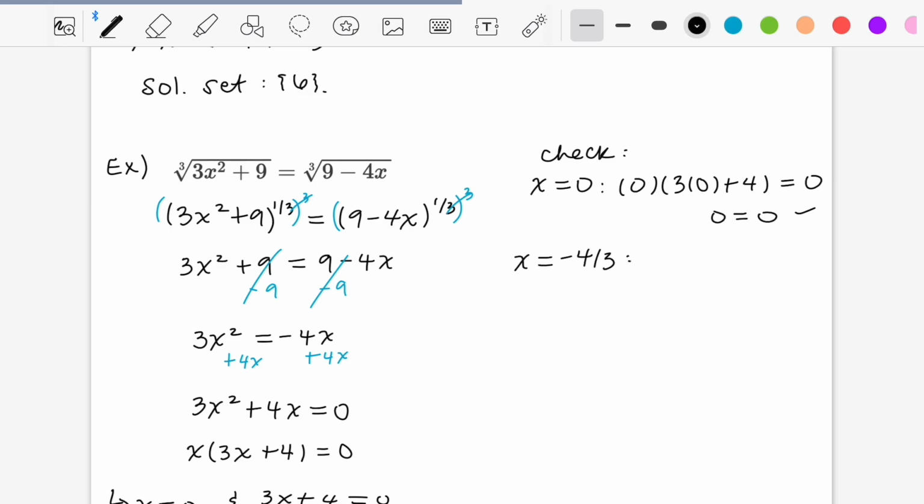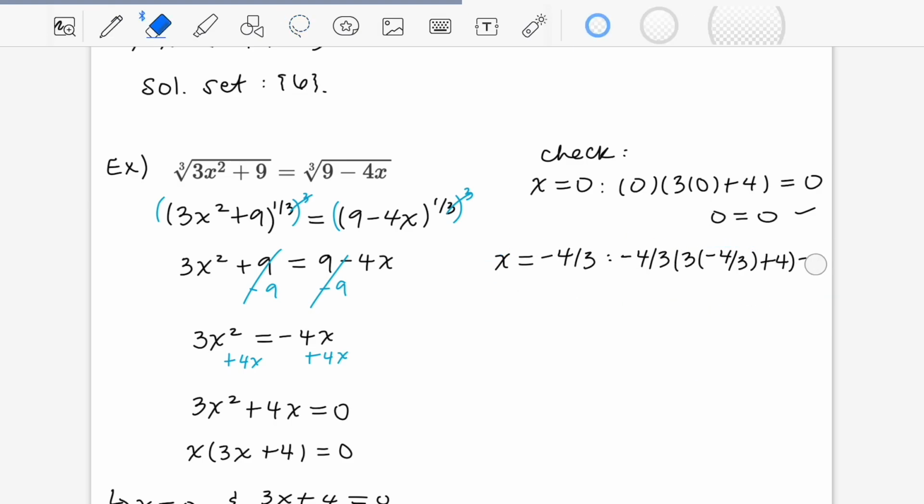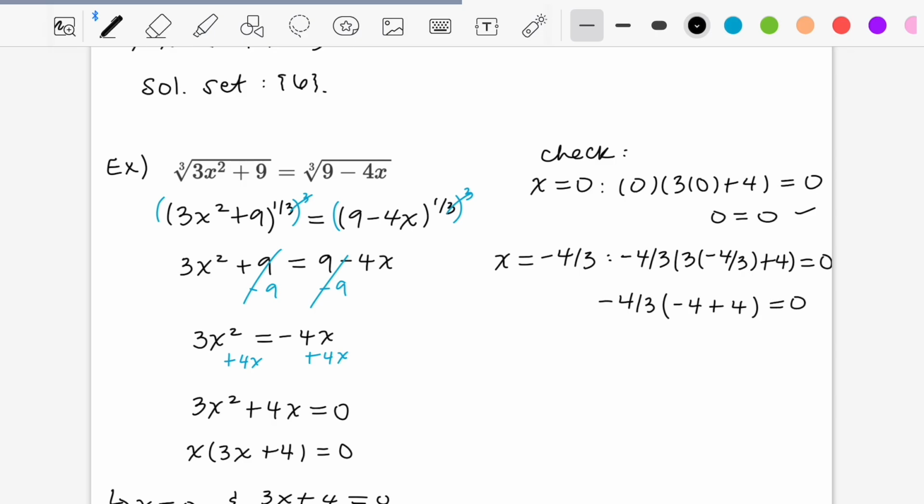We'll do the same thing with negative 4/3. We'll plug that into this guy here. We want that guy to be equal to 0. I'll move this over a little bit. All right, so we have negative 4/3 on the outside still. Then on the inside, we have 3 times negative 4/3 over 3. So these 3's cancel, and we're left with negative 4 plus 4 on the inside.